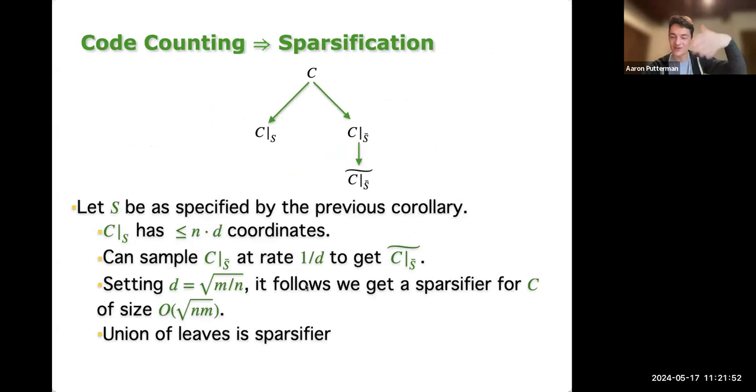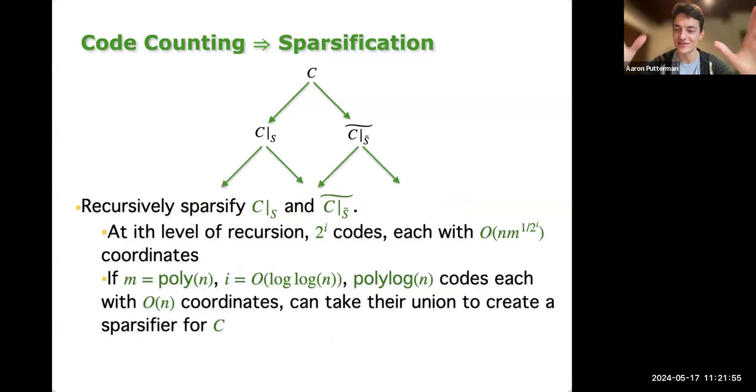And again, if we balance out all the parameters in this recursive tree-like structure, if the starting length is polynomial, then we can take roughly log n levels in the tree, take the union of all the leaves, and this will create a sparsifier for the original error-correcting code C.